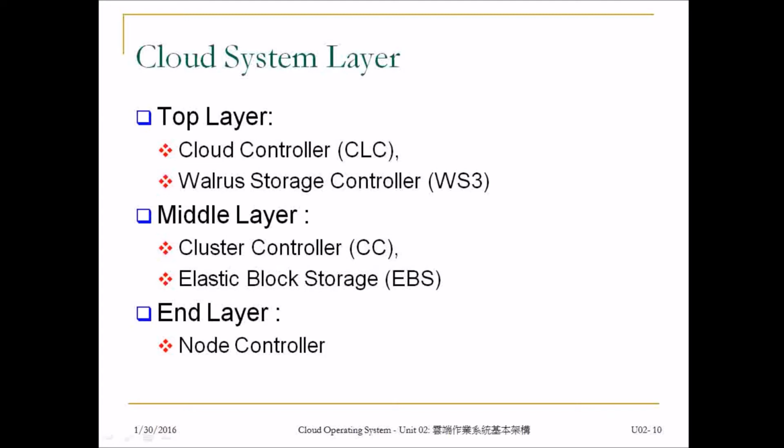So in the middle layer, we also need a file system, elastic block storage (EBS). It tries to divide the original big data and distribute the storage in different physical storage space. Of course, in the future, we will introduce the data file system in the cloud system.